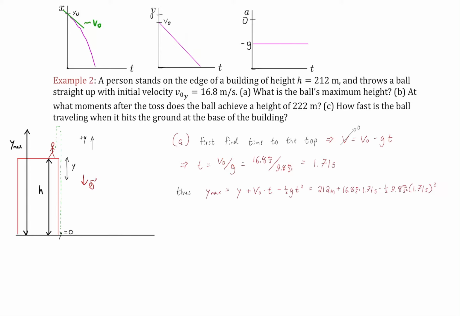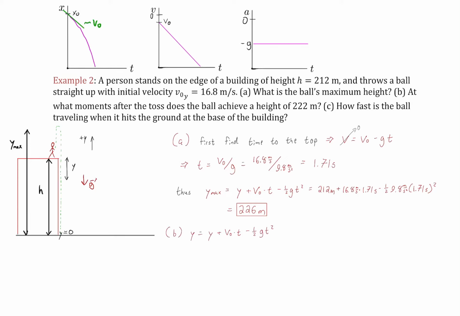Okay, and now we're just going to find the position by using that time. So it's a two-step process. All right, so then I'm going to take the time, plug it into the position function, make sure I have my initial position, which is 212 meters, right, relative to the ground, plug in everything else, get a maximum height of 226. So the ball goes up an additional 14 meters.